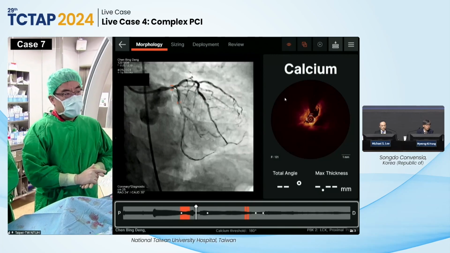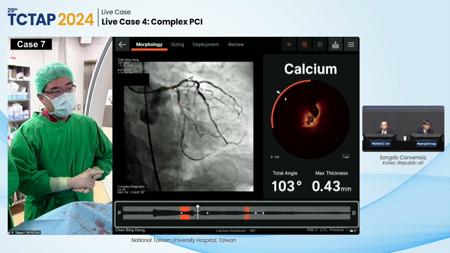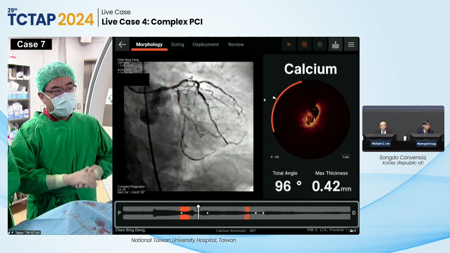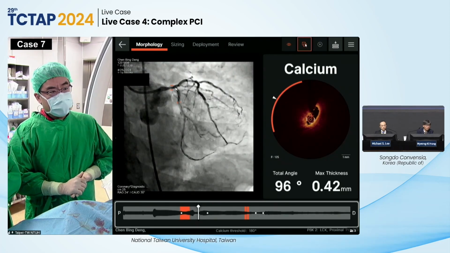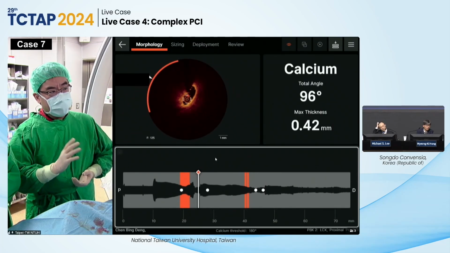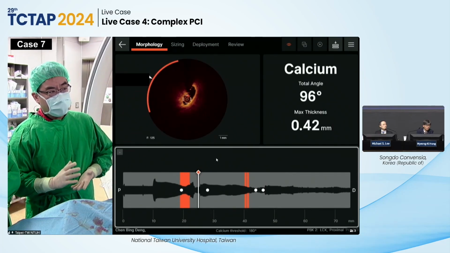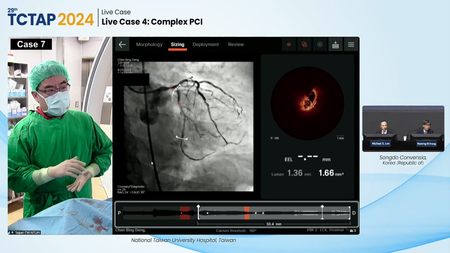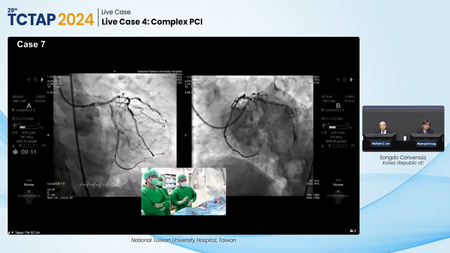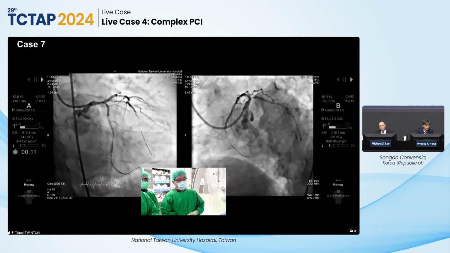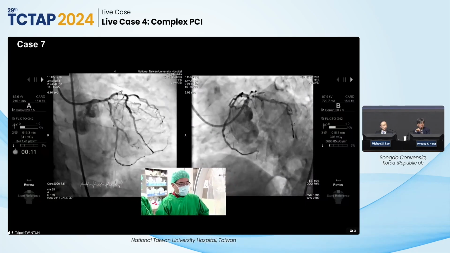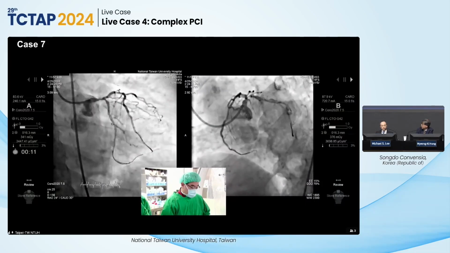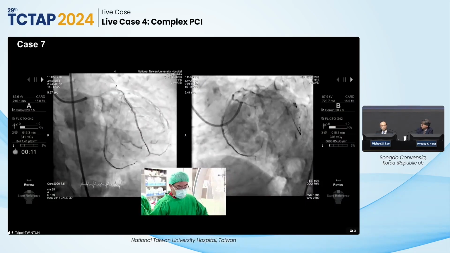But from the left main into the circumflex, maybe we just need a scoring or cutting system, and then make a fine expansion without too much dissection. Because my plan is to have a DCB applied to the circumflex and a DES deployed from LAD to left main. With the final FFR, if it's okay, then we will leave the circumflex ostium with just a DCB. I agree with your treatment plan. Any other comment and question on these cases from the panel?